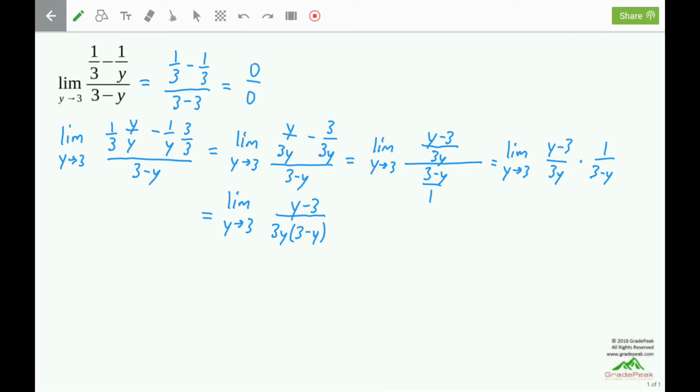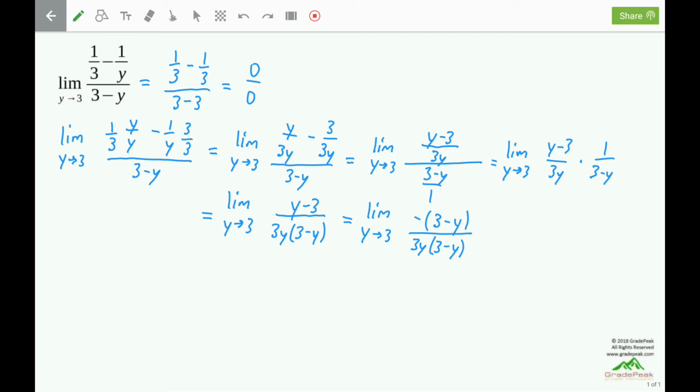We can see the two factors that are making the 0 over 0. It's the y minus 3 and the 3 minus y. But they don't cancel just yet. We need to factor a negative out of one of the two. I will factor a negative out of the one in the numerator. It's just less complicated looking, so factoring a negative out of there, that'll change the signs of the 3 and the y to be opposite of what they were. And then the denominator is left alone.